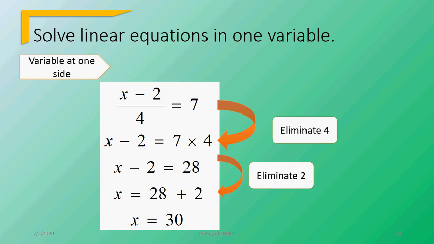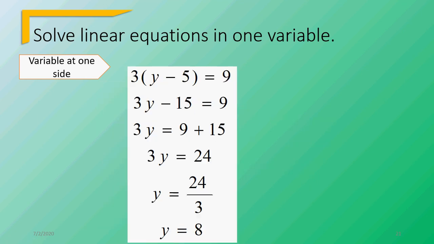Next, what if I have this: 3 in brackets y minus 5 equals 9? The bracket means that you have to multiply. It is actually the distributive law, so you have to apply the distributive law. Where did you hear this distributive law? It is in your first chapter, rational numbers.